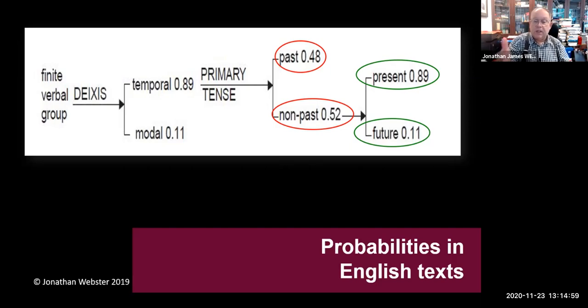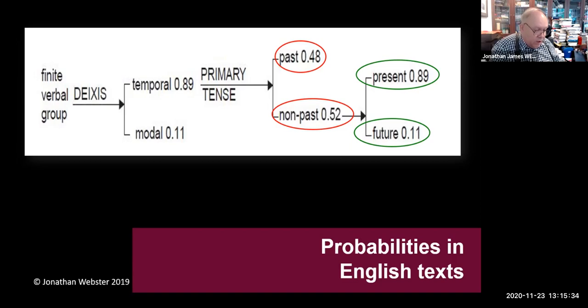Now, Halliday's using a corpus-based study, and it was quite interesting, because what he found was that it was typically like a 50-50 or 9-to-1 chance. So primary tense, what he found was past tense versus non-past, 50-50. And non-past could be present tense 90% of the time, future tense 10% of the time. Now, that was in his corpus of study.